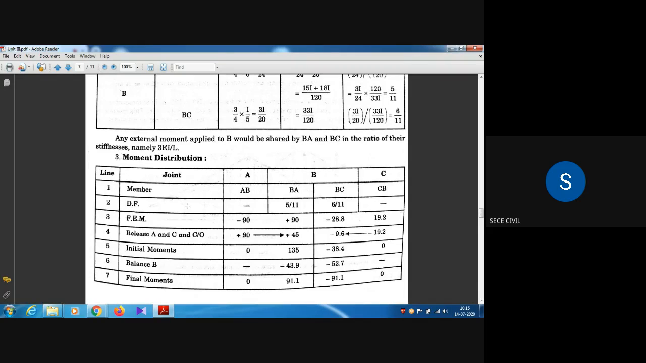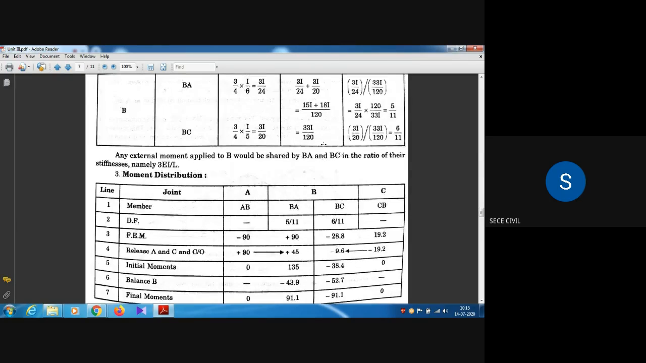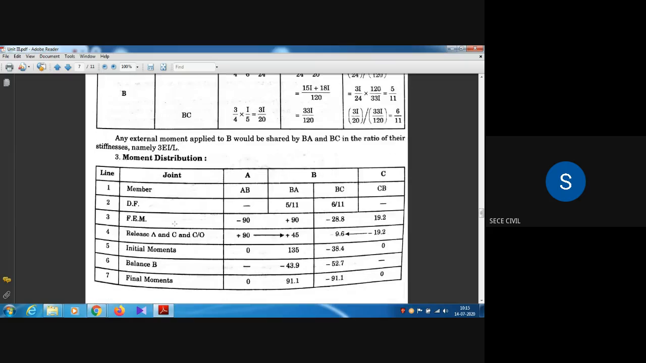Okay, I want all of you to please listen. So the next step after join member is the distribution factor. DF is nothing but distribution factor. We calculated the distribution factor in the previous step. So the distribution factor for joint A, for joint B, in joint B the members BA and BC, and the distribution factor for joint C, that is the member CB.